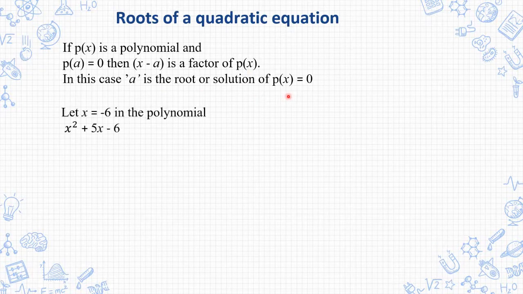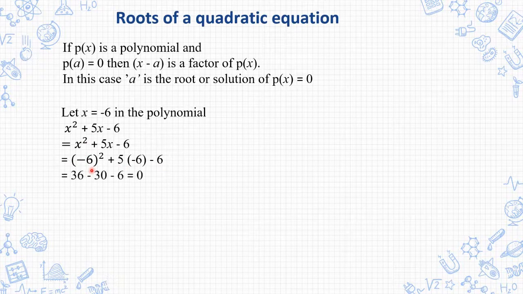Let us try to understand this with an example. Let x is equal to minus 6. That means we'll substitute x is equal to minus 6 in the polynomial x squared plus 5x minus 6. So in place of x, I'll substitute minus 6. So it becomes minus 6 squared plus 5 into minus 6 minus 6. Minus 6 squared will be 36, plus into minus will give you minus 5 into 6, 30, minus 6.